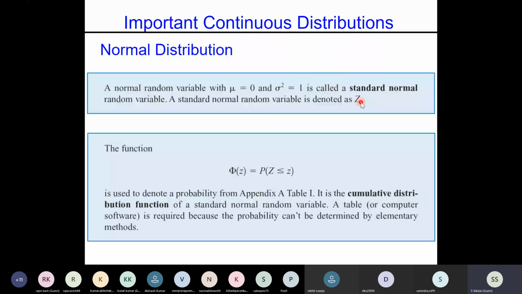The value of the function, probability of less than Z, is used to denote a probability. And there is always a table at the back side. Here it is appendix A. It is called the cumulative distribution function. A table or computer software is required because the probability cannot be determined by elementary methods. So you will always be given a table.